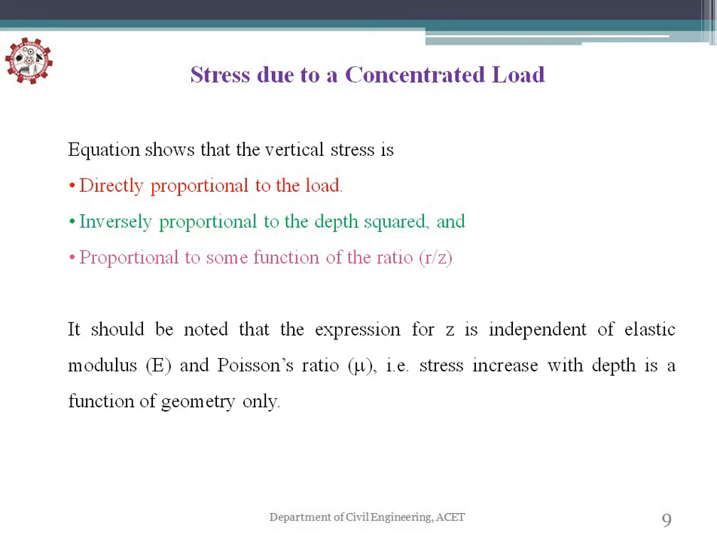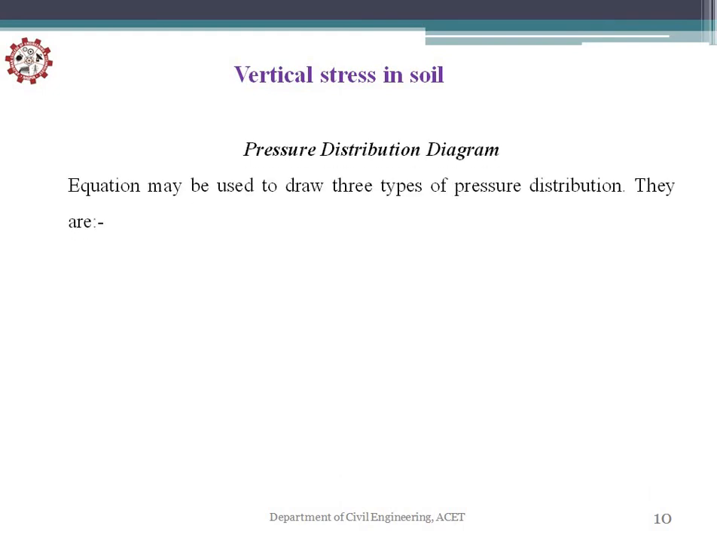It should be noted that the expression for sigma z is independent of elastic modulus E and Poisson's ratio mu, that is, stress increase with depth is a function of geometry only. So nothing else is specified; it depends upon the geometry of the concentrated load. So vertical stress in soil, the pressure distribution diagram equation may be used to draw 3 types of pressure distribution.